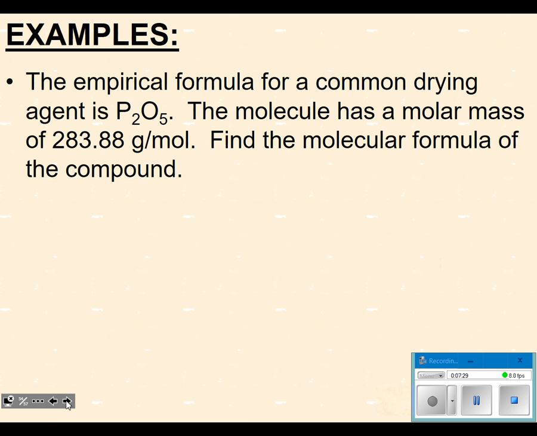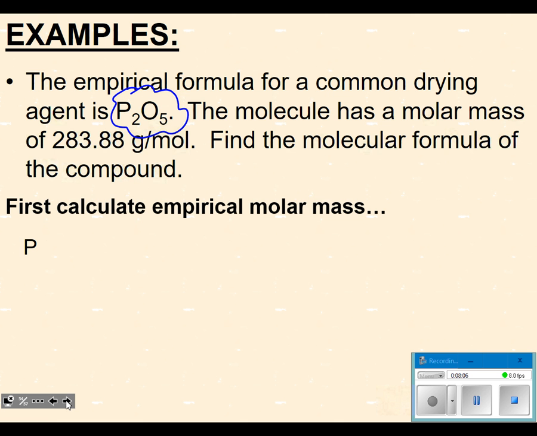So I have an empirical formula of P2O5. Okay, this is a common drying agent. It's diphosphorus pentaoxide. But the molecule has a molar mass of 283.88 grams per mole. Okay, so that's really my molecular mass. So I want to find the molecular formula of this compound. So the first thing I have to do is find the empirical formula. Well, guess what? That was given to me. So then the thing I need to do is find the GFM of that empirical formula, or the molar mass of it.